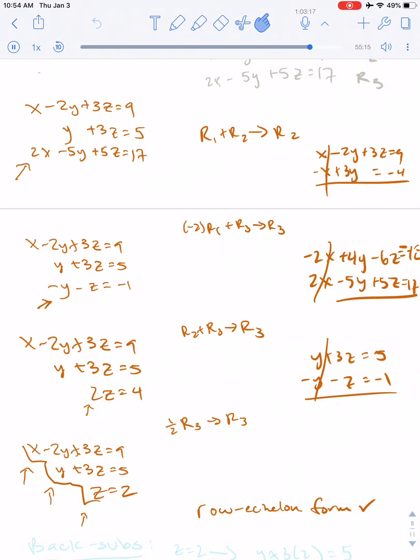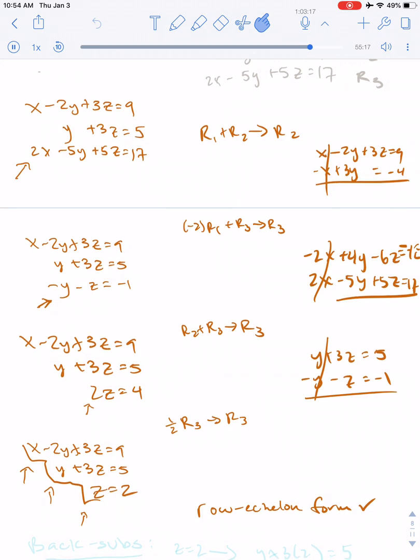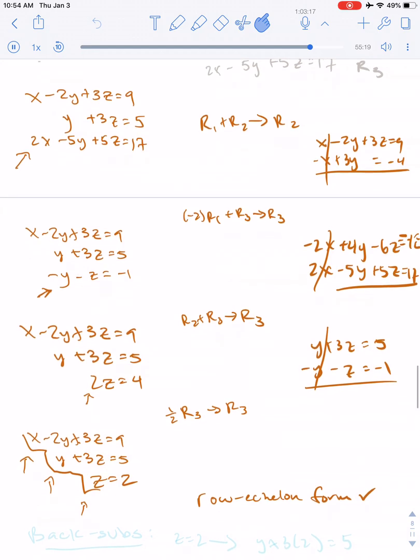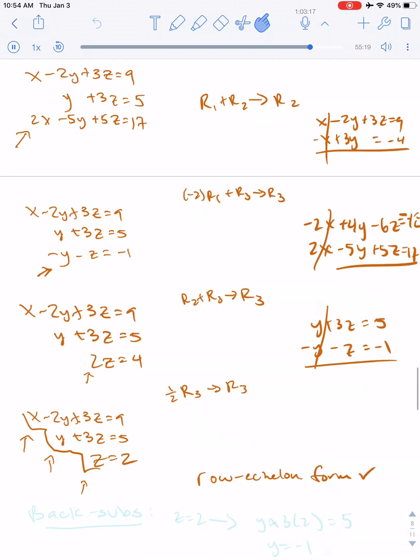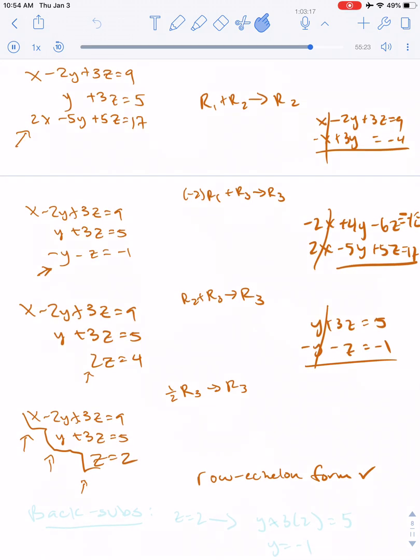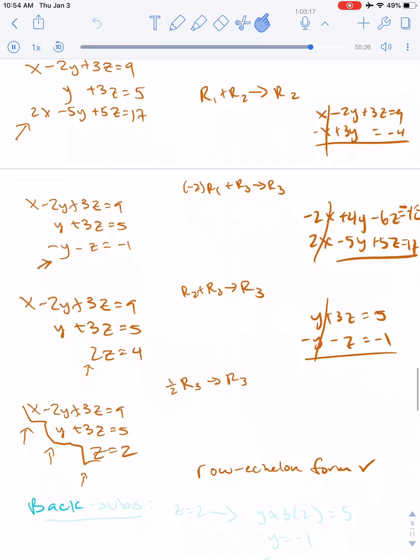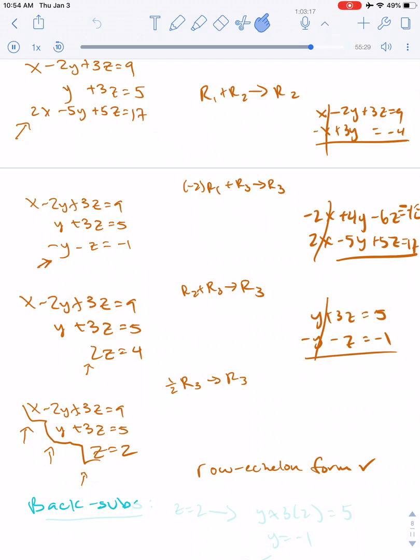They were asking us to solve the system. Now, the solution to this row echelon form is equivalent to our original system. So if we back substitute, we should be able to solve this system.